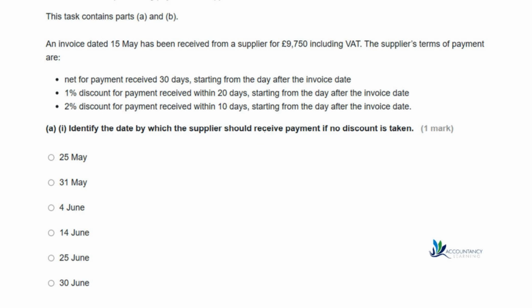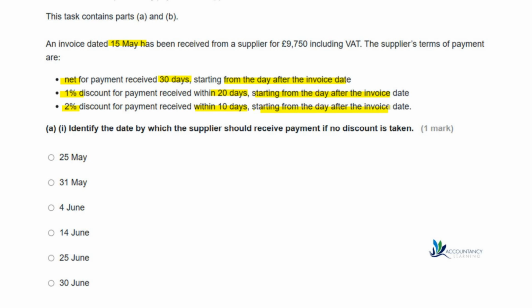An invoice dated the 15th of May has been received from a supplier for $9,750 including VAT. The supplier's terms of payment are net for payment received 30 days starting from the day after the invoice date, 1% discount received within 20 days starting from the day after the invoice date, and 2% received within 10 days starting from the day after the invoice date.